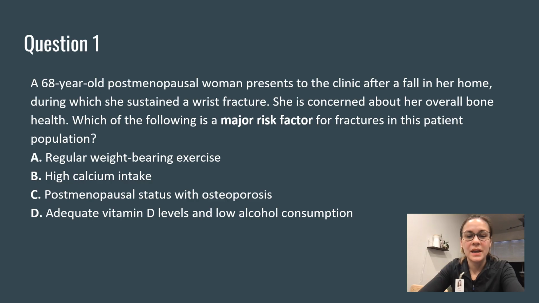For question 1, a 68-year-old postmenopausal woman presents to the clinic after a fall in her home, during which she sustained a wrist fracture. She is concerned about her overall bone health. Which of the following is a major risk factor for fractures in this patient population? A. Regular weight-bearing exercise. B. High calcium intake. C. Postmenopausal status with osteoporosis. Or D. Adequate vitamin D levels and low alcohol consumption.